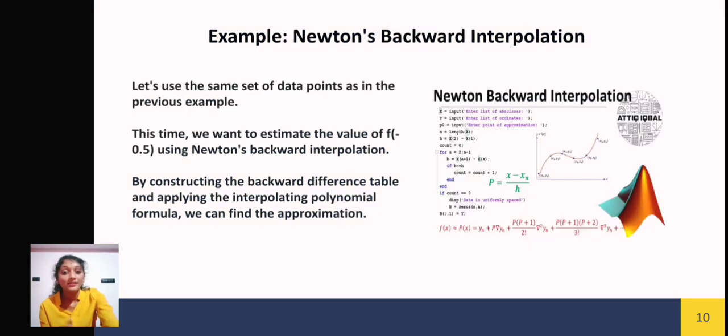So the next is an example for Newton's backward interpolation. Let us use the same set of data points as in the previous example. This time we want to estimate the value of f of 0.5. Using Newton's backward interpolation, by constructing the backward difference table and applying the interpolating polynomial formula, we can find the approximation.